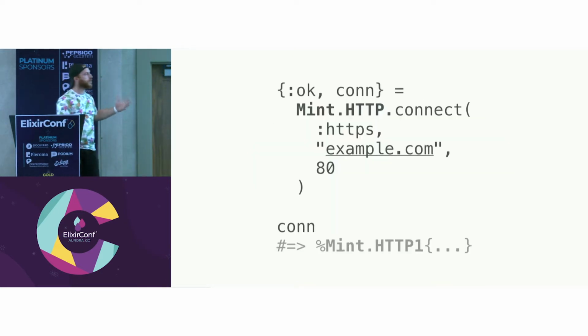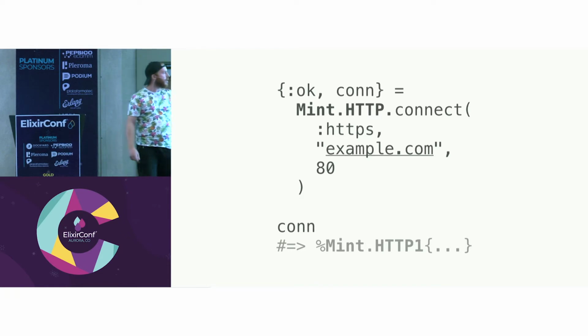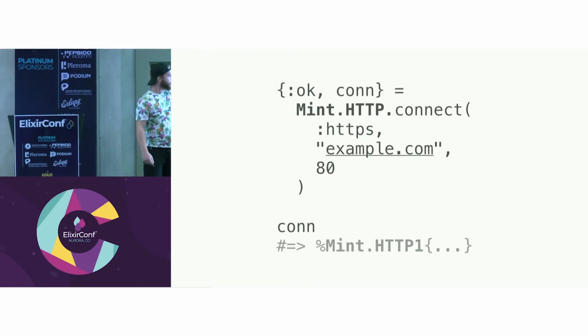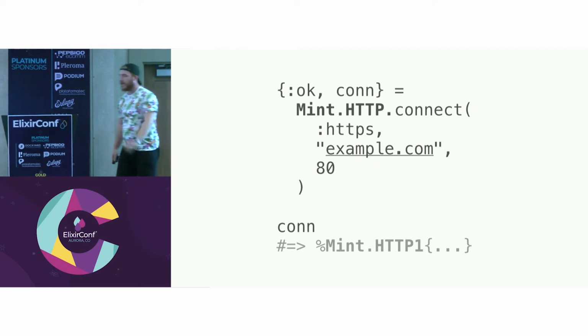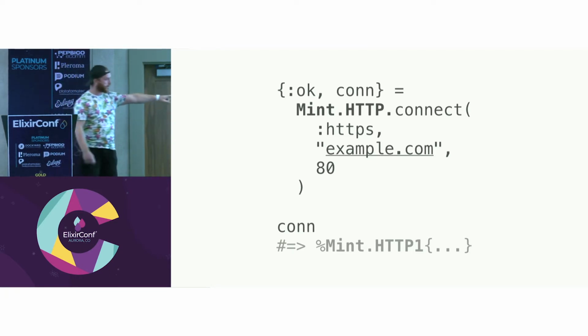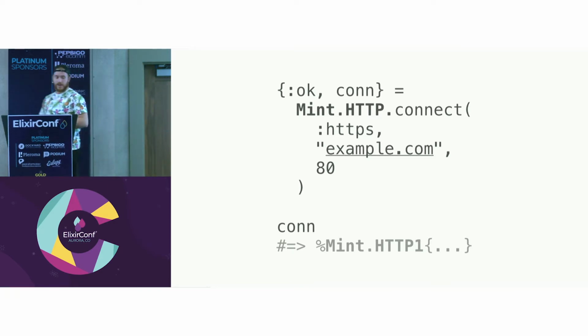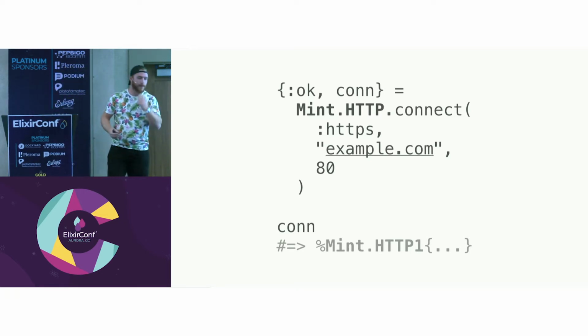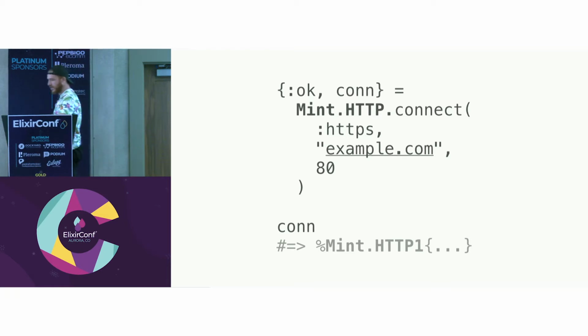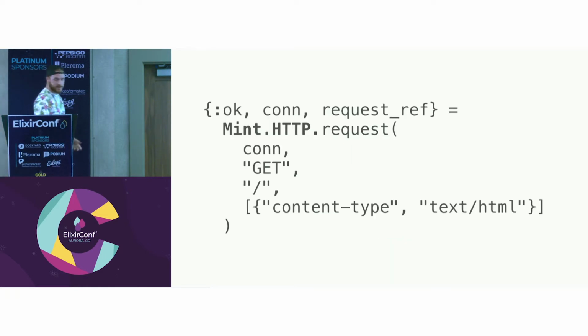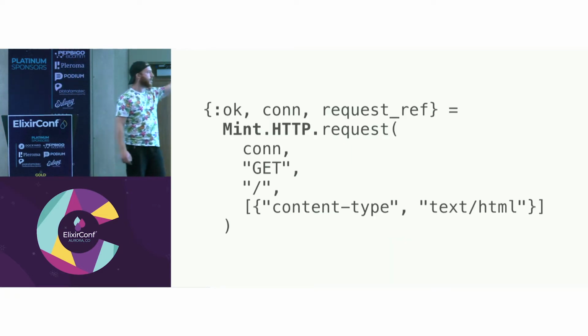This is how you start a connection, just to get familiar with the client. You have Mint.HTTP.connect. You pass in a scheme, a host, and a port, and it returns a connection. The connection you can see here at the bottom is a data structure. It's just a struct, and it contains the socket and a bunch of state about the HTTP interaction. Especially in HTTP2, it turns out there's a lot of state in a connection, so that's what the connection data structure holds. When you want to make a request, you just call Mint.HTTP.request, and you pass in the connection, a method, the path, headers, optionally a body, and some options.